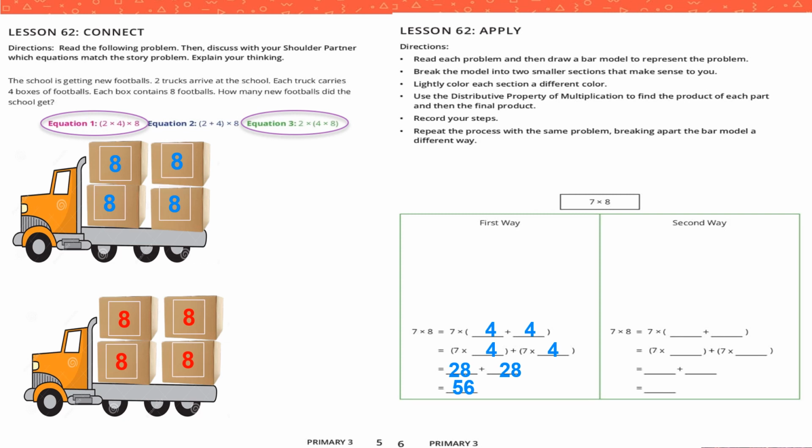In the second way, I will split the same 8 into two different numbers, like 3 and 5. So 7 times 8 equals 7 times 3 plus 5. Let's distribute this 7. 7 times 3 and 7 times 5. 7 times 3, 21. 7 times 5, 35. Let's add them. 56 also. They are the same. This was a revision on distributive property.